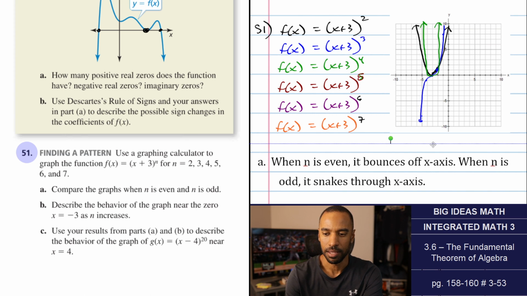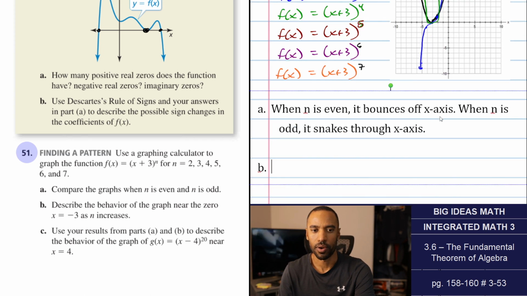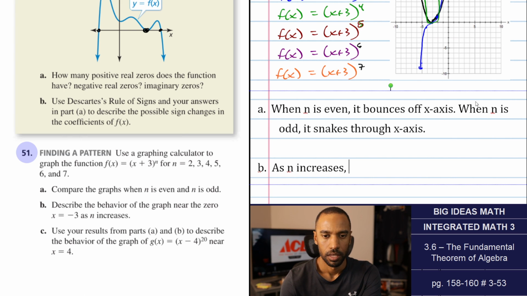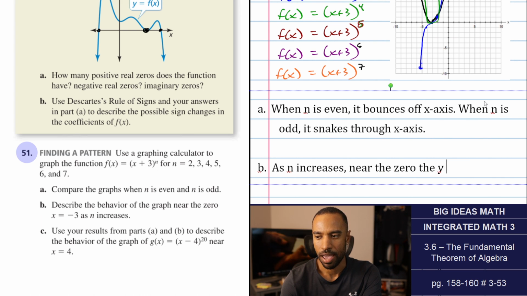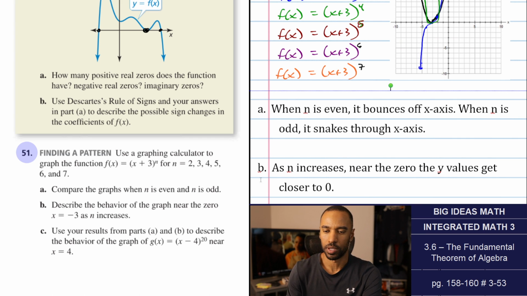All right, part B, describe the behavior of the graph near the zero, x equals -3, as n increases. As n increases, near the zero, the y values get closer to 0. That's where you start to see that kind of squared off effect that we said. It gets closer and closer to 0 as we go closer.